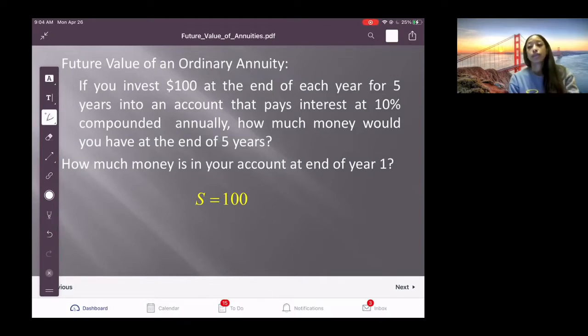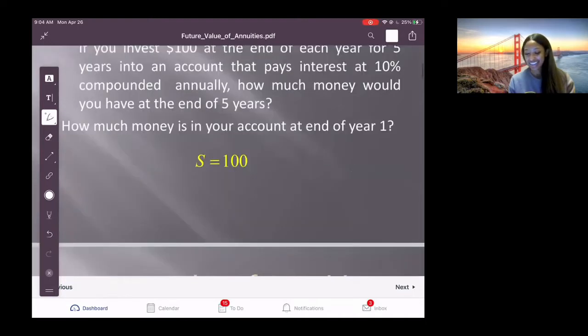So we're going to break this down year by year. How much money is in your account at the end of year 1? Well, you invest nothing in the beginning. At the end of the year, you put in $100. So boom, at the end of year 1, we have $100. I think we can all agree there, right? Pretty straightforward. That's the first payment.